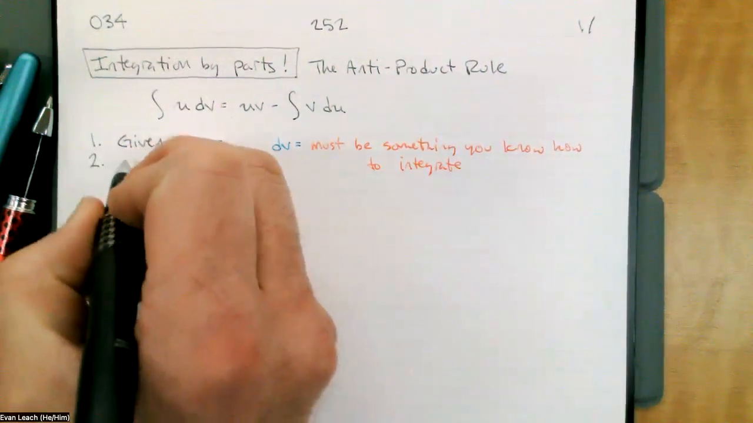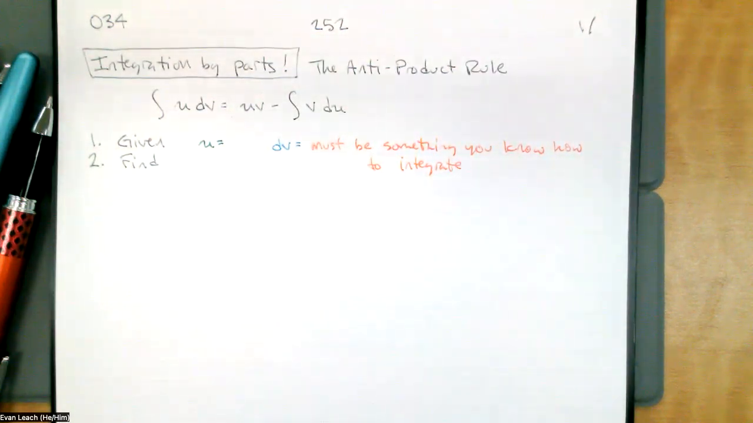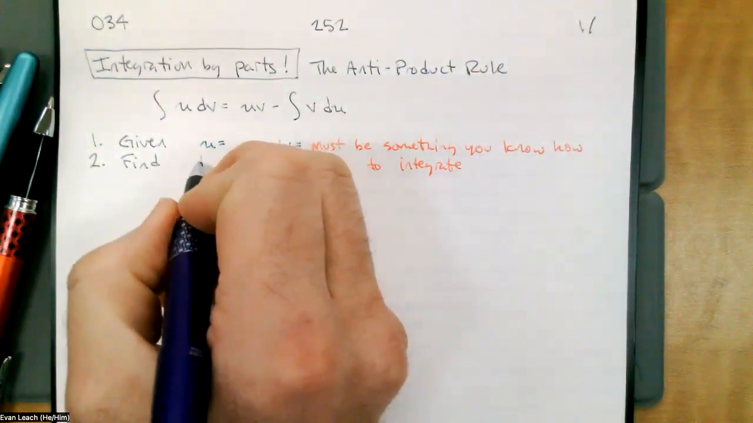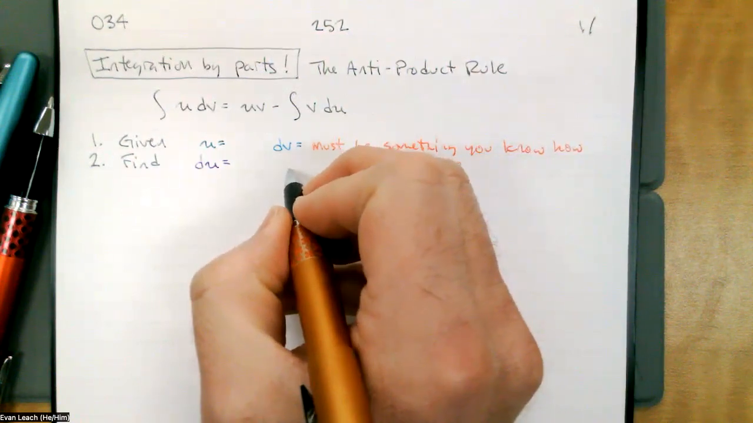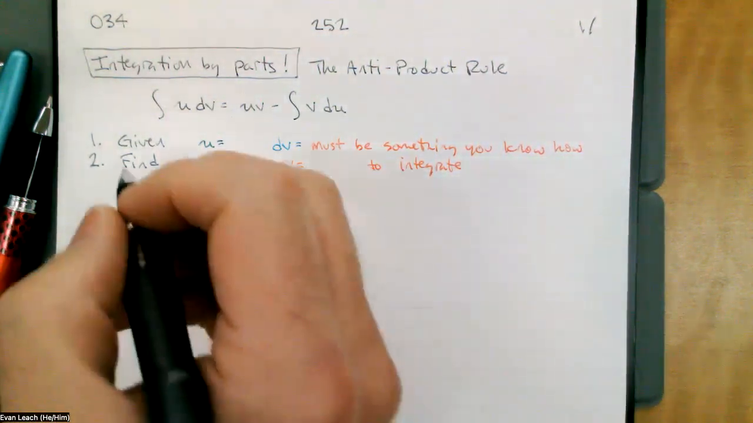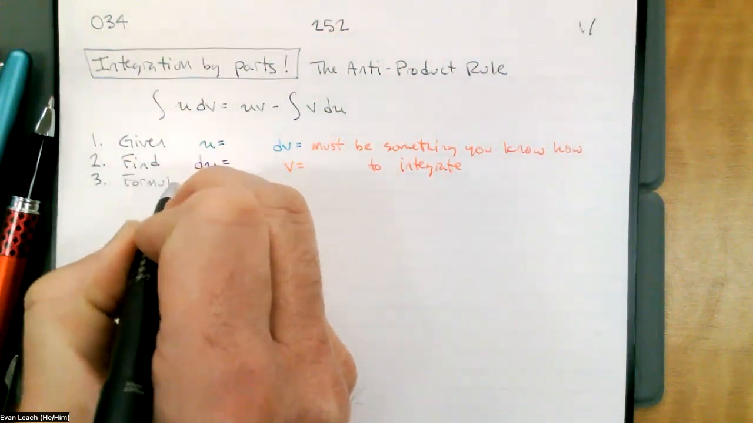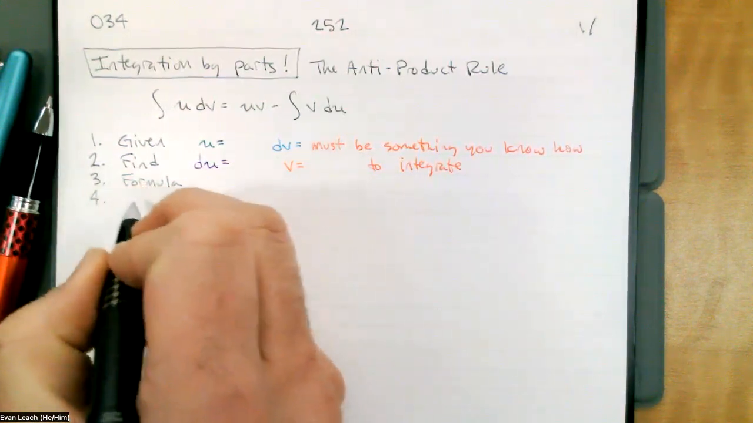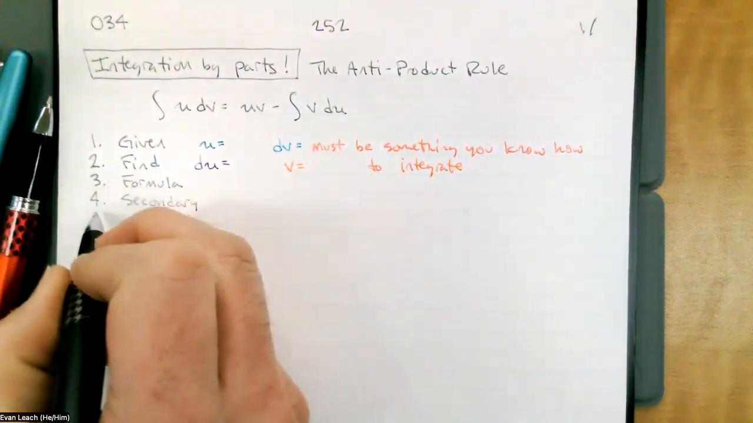Once you have the 2 givens, you need to find the other 2 parts. We differentiate u to find du, and we integrate dv to find v. That's why dv must be something that we can integrate. You already know how to integrate it. Then we can put it together in the parts formula. And then we evaluate the secondary integral. And then repeat as necessary.